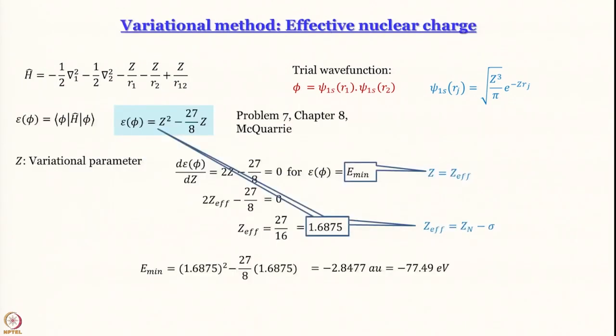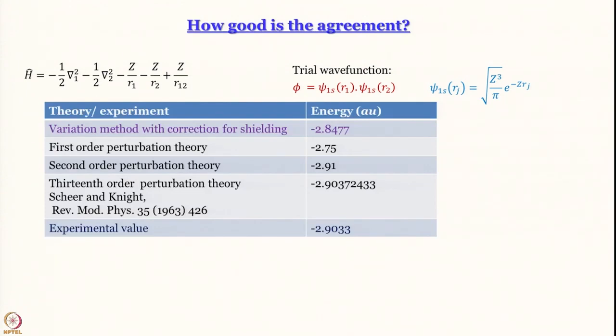So, to understand the problem, let us have a look and let us compare with what we get. So, minus 2.8477, this value is perhaps wrong, but anyway, first order perturbation theory gives me a value of minus 2.75, second order perturbation theory gives me a value of minus 2.91, 13th order perturbation theory gives me a value of minus 2.90372433 and so on and so forth.